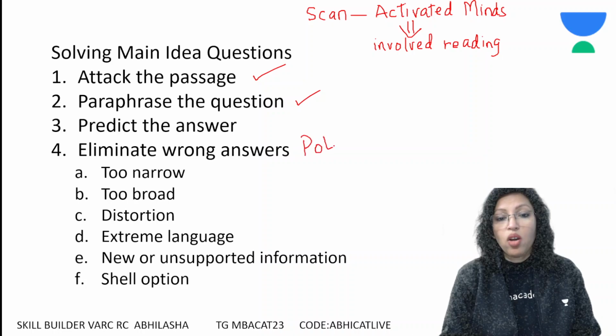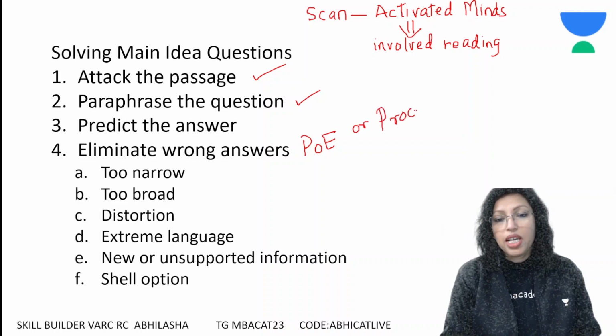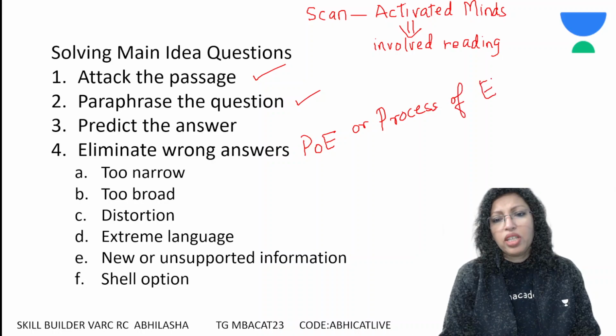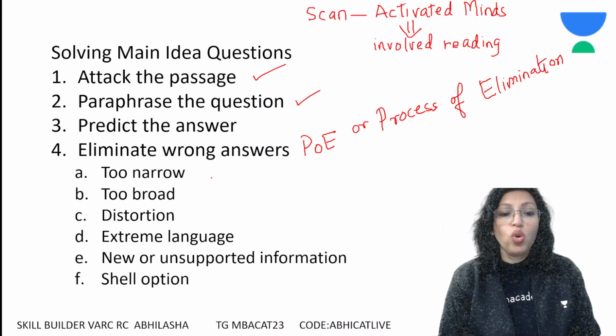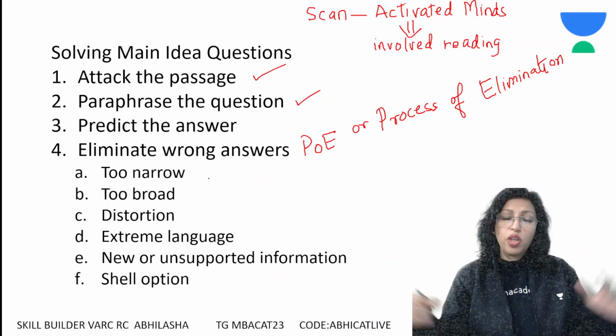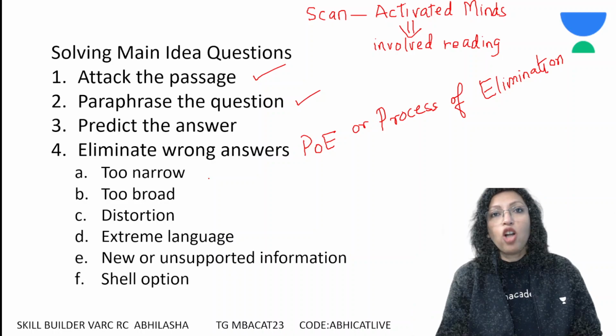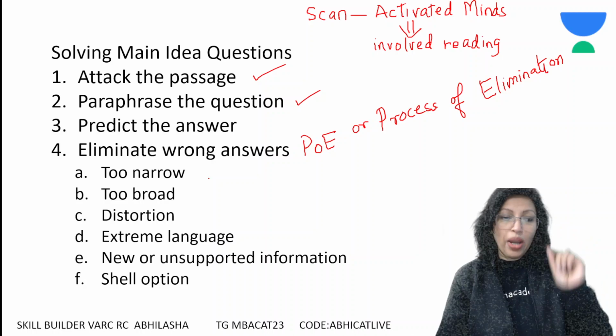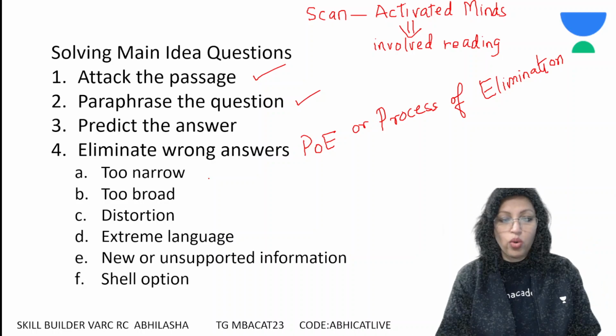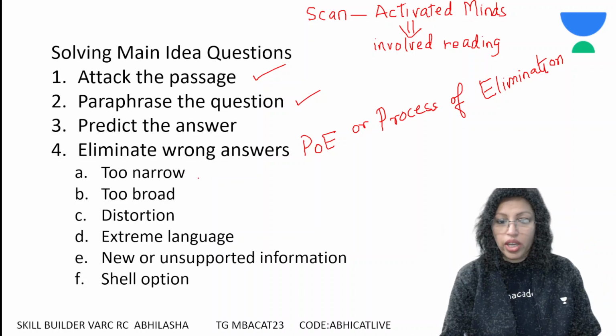The POE, or the process of elimination, is simple. Let me write that here. The process of elimination. We will talk about this at greater length at other times also. But for now, let's understand options that are too narrow. So the passage is talking about the Indian economy and the option is talking about the Indian economy in 2021-22. Okay, too narrow.